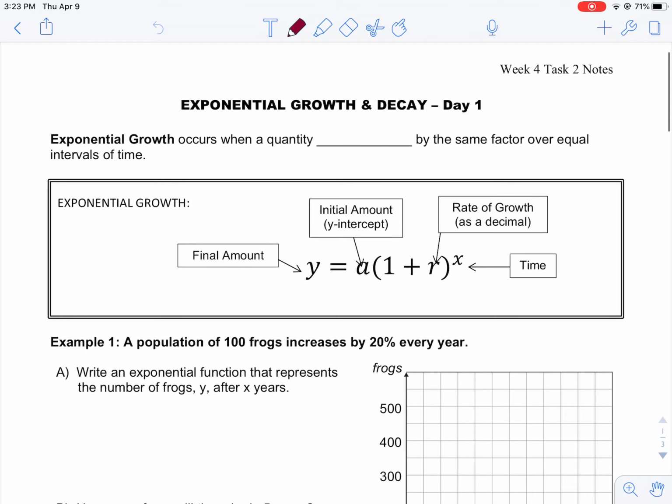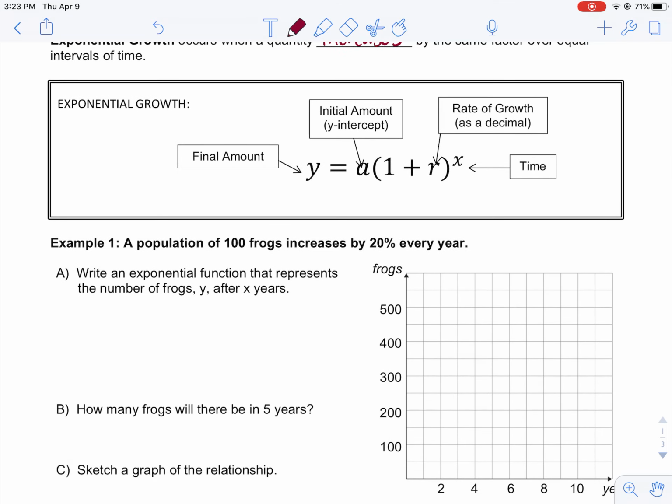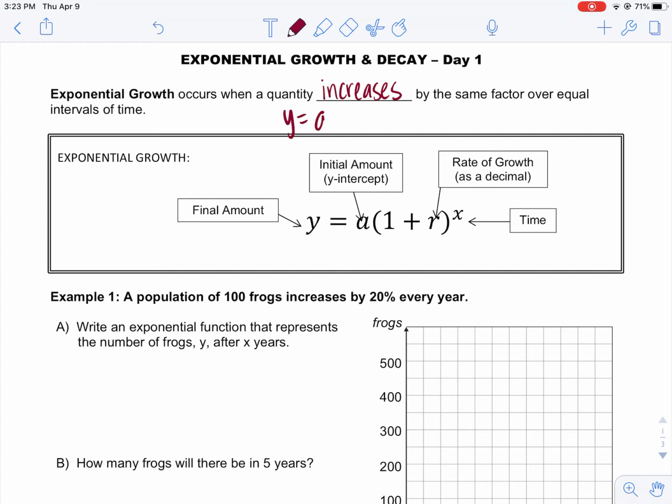So exponential growth occurs when a quantity increases by the same factor over equal intervals of time. So when you're going up and up and up every single time, over and over, okay? So exponential growth is represented by this formula. Remember what we talked about in task 1, it looks like this: a times b to the x. So here, a still exists, right? B still exists. B is just going to be written a little differently. And then x is still b raised to the x. So it looks very similar. It just has a couple extra goodies for us, okay?